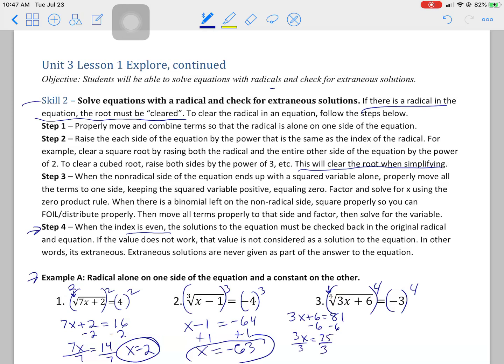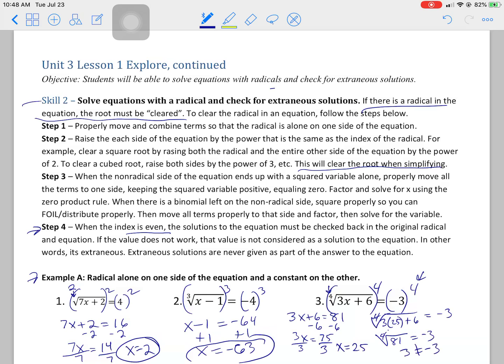Divide to isolate, you get x equals 25. This was an even root, so it must be checked. The fourth root of 3 times 25 plus 6 equals negative 3. So that's 75 plus 6, which is 81. The fourth root of 81 equals negative 3, and that's not true.